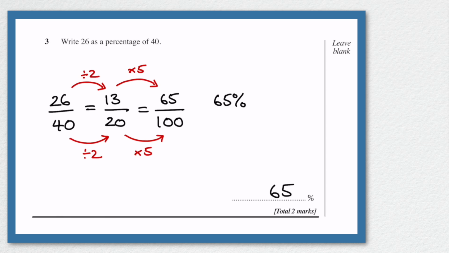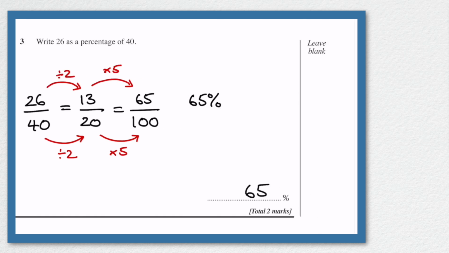So in order to get our 65 over 100, we actually wrote an equivalent fraction of 13 over 20 before converting that fraction as 65 over 100. There are 2 marks for this question. That's 1 mark for writing the equivalent fraction of 26 over 40 as 65 over 100, and 1 mark for writing 65 over 100 as a percentage.